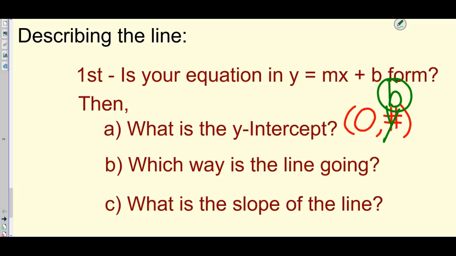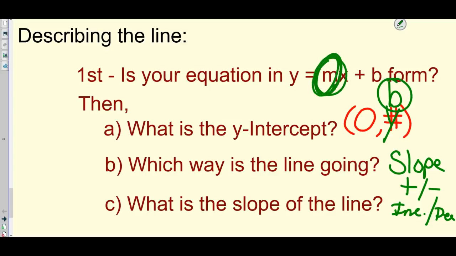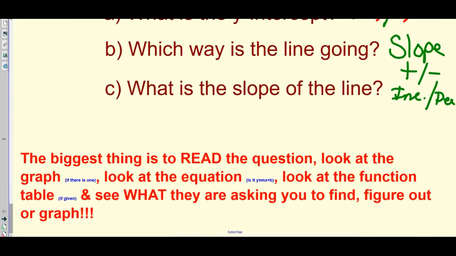Second, again, which way is the line going? This is dealing with your slope. Is it positive or is it negative? They may say increase or decrease. The third one is, what actually is the slope of the line? Here again, use your equation. It's just the m. So you have to read the questions. This is the part where you're going to have to dissect what is in the problems that you're doing.